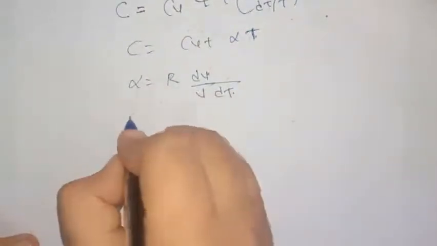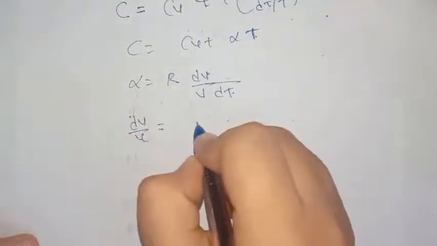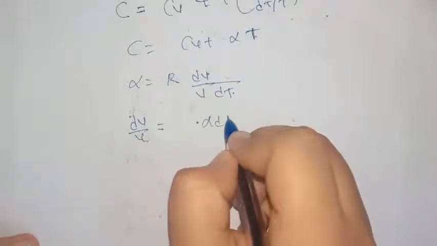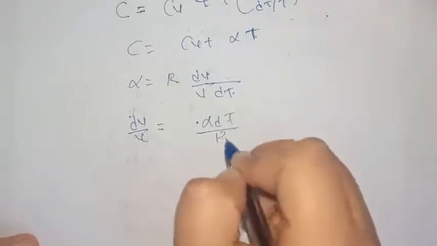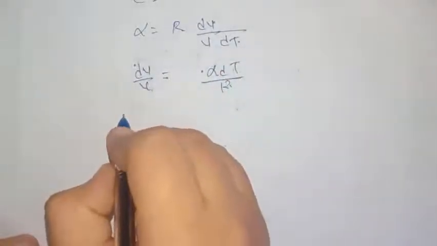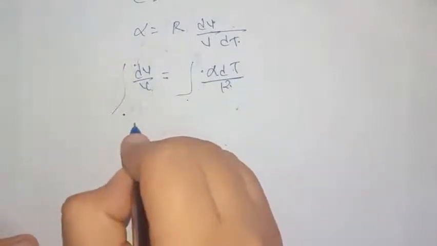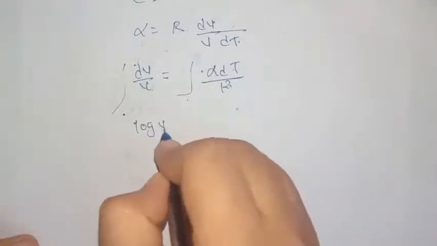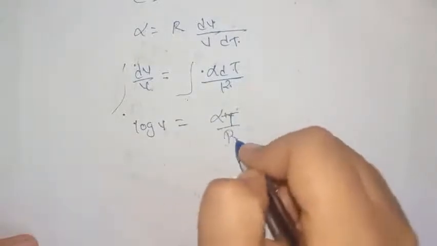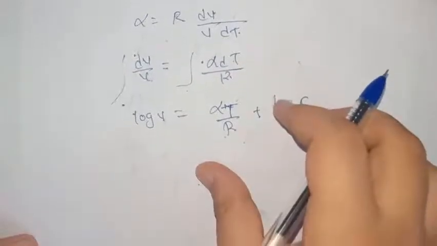So dV by V will be equal to alpha dT divided by R. Taking log or integrating both sides, we can write log V is equal to alpha T by R plus log C. Here C is the constant of integration.